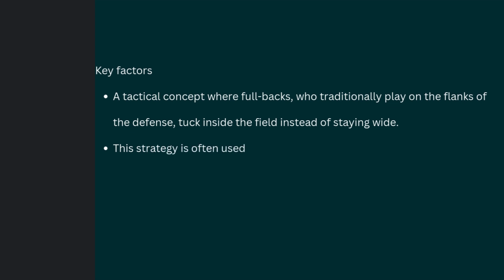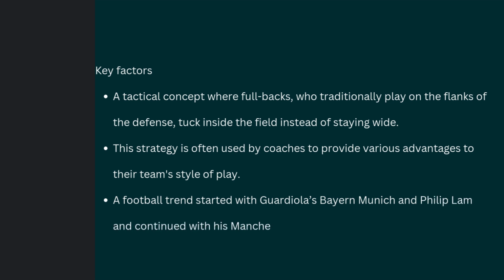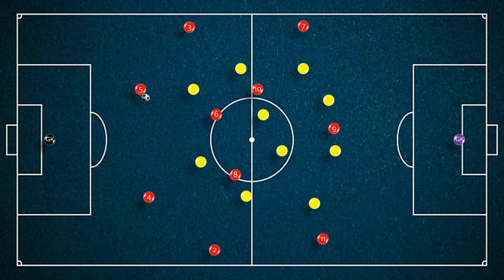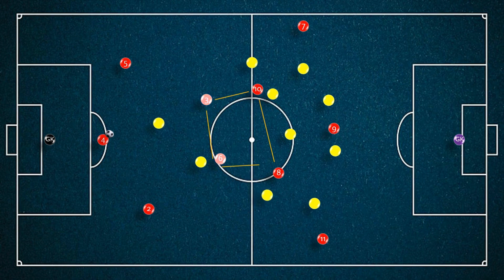This strategy is often used by coaches to provide various advantages to their team's style of play, like numerical overloads, positional superiority, defensive balance in case of transitions, more passing options, assisting with the build-up and more. This football trend started with Guardiola's Bayern Munich and Philipp Lahm and continued with his Manchester City using Cancelo and Zinchenko as inverted full-backs. The most recent example is Ange Postecoglou, with Tottenham using Udogie and Pedro Porro both getting inside in the build-up and progression phase.